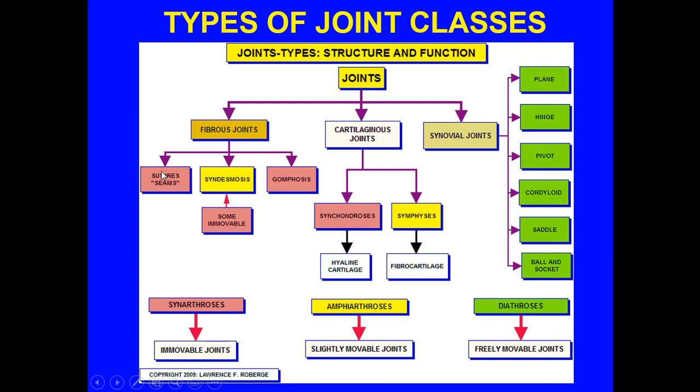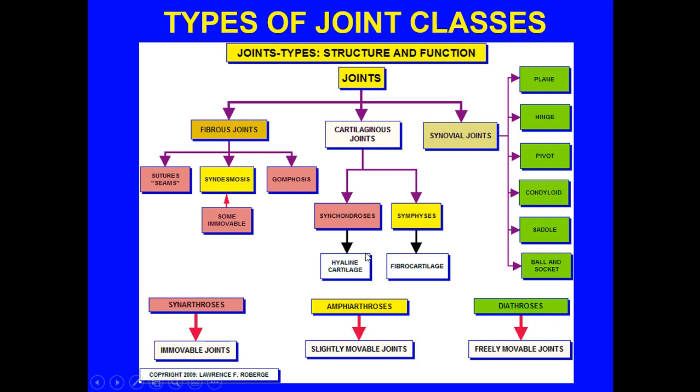Here is another concept map that I made for you that divides all of the joint classes. If you note here, you have the fibrous joints. So between the two bones is fiber of one type or another. So you have the sutures of the skull, the syndesmosis, some are immobile, and the gomphosis, which is really the joint where the tooth meets the jaw, in the maxilla and the mandible.